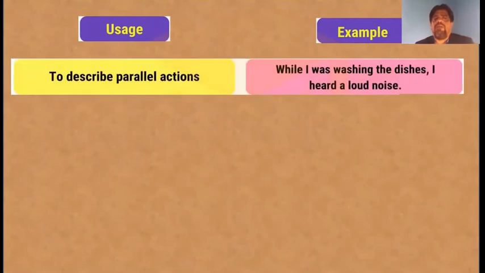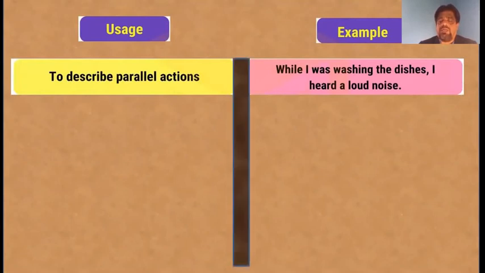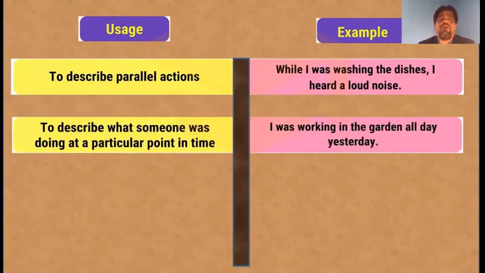To describe parallel actions, two actions that simultaneously happened, as I explained earlier: While I was watching the movie, I heard a loud noise outside. We could say two actions, and one was an incompleted action. Another way is to describe what someone was doing at a particular point of time. I was working in the garden all day yesterday. So the action I am talking about now is an incompleted action.